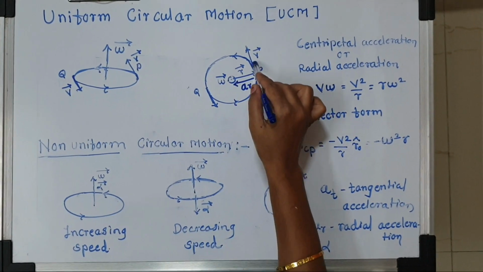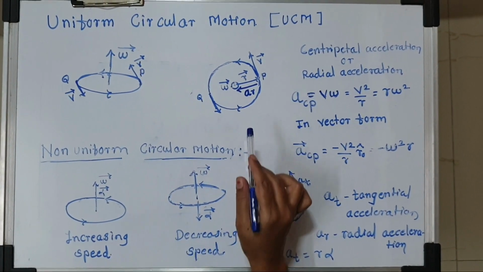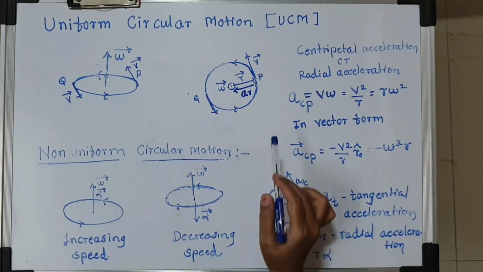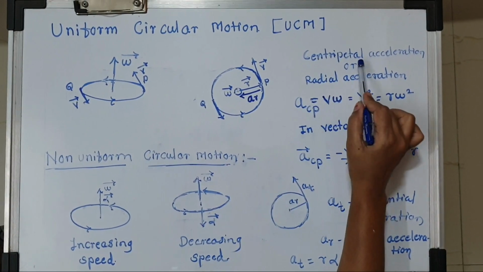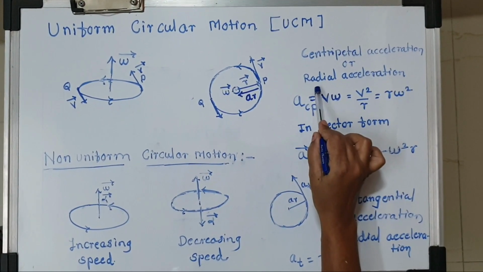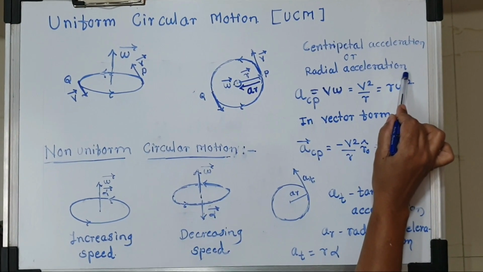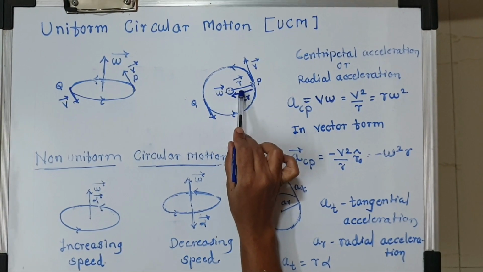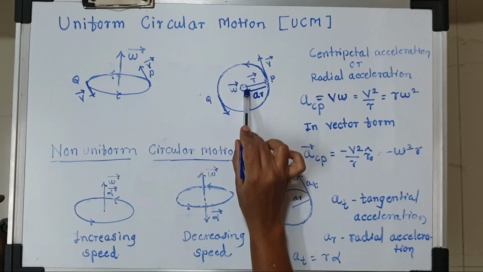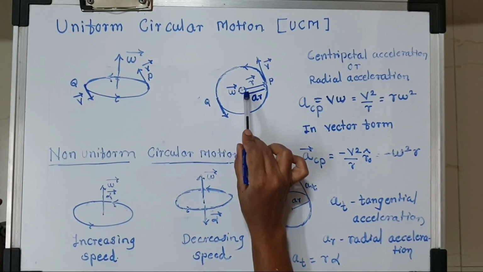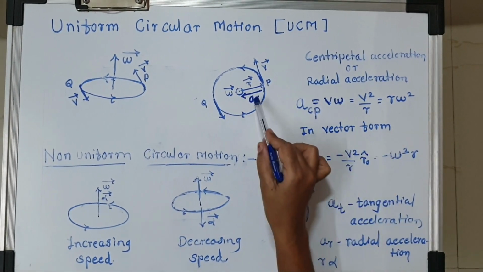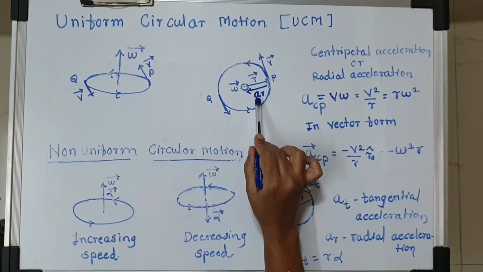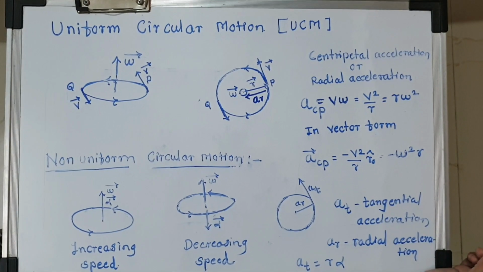To change the direction of the linear velocity, we need an acceleration, and that acceleration is known as the centripetal acceleration, or another name is the radial acceleration. As this acceleration is directed towards the center, its name is centripetal acceleration. As this acceleration is along the radius, another name is radial acceleration.